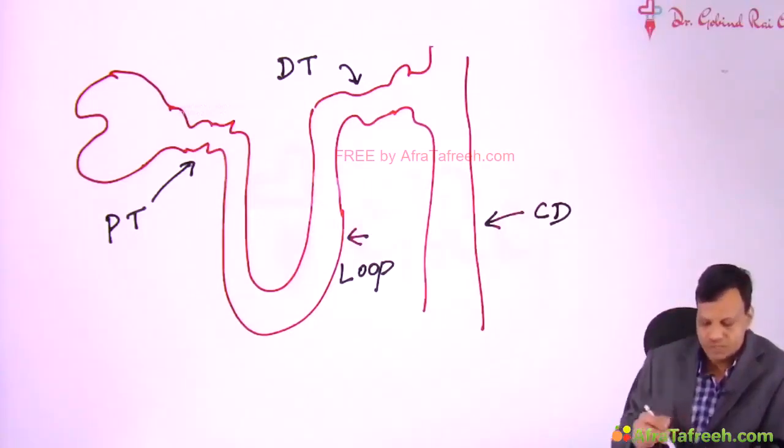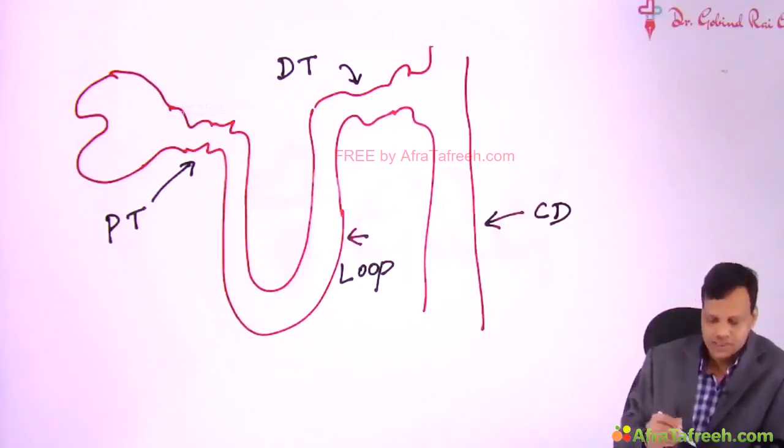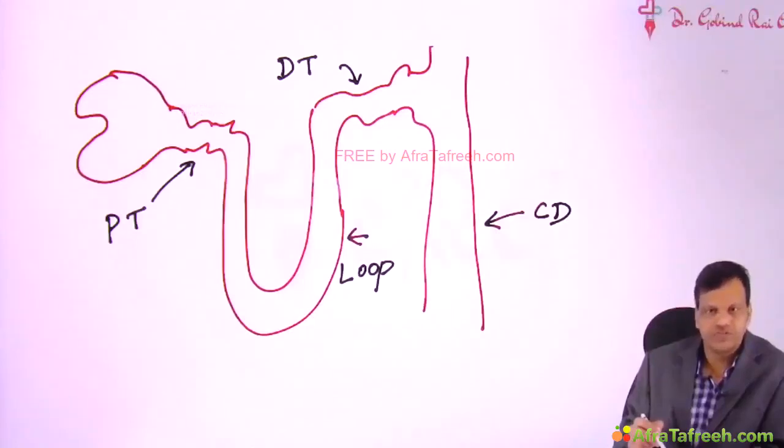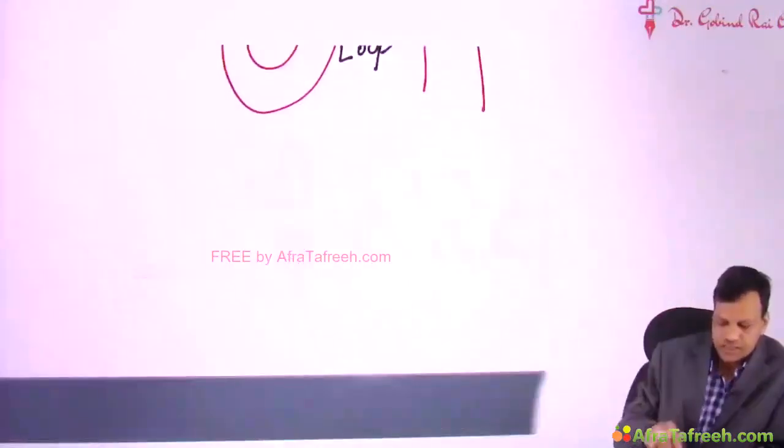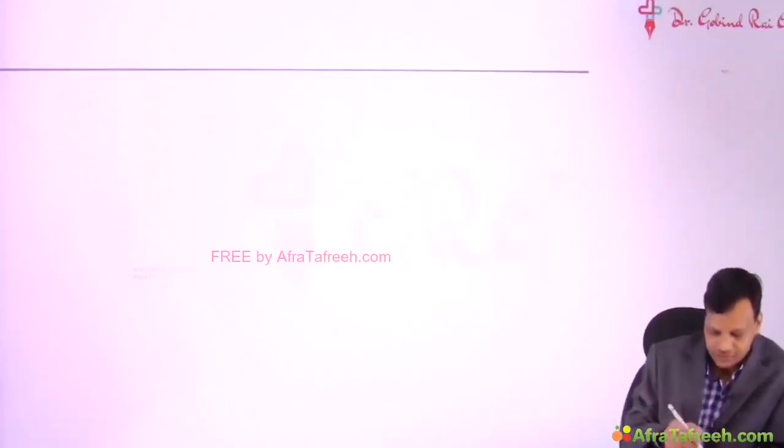One which is non-specific, that means it can work at any place in the nephron. Second, which mainly act at proximal tubules. Third, which mainly act at loop of Henle. Fourth, which mainly act at distal tubules. And fifth, which act at collecting ducts. So one by one we will discuss these diuretics. We will start from diuretics which are non-specific.